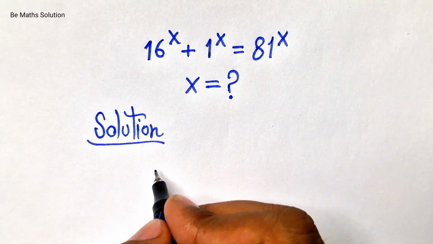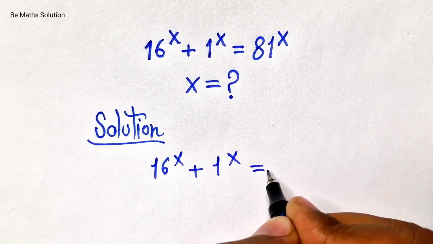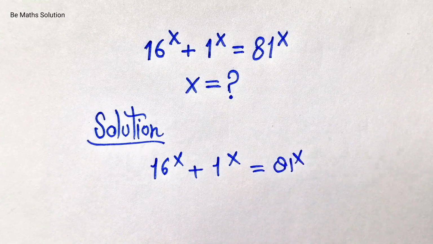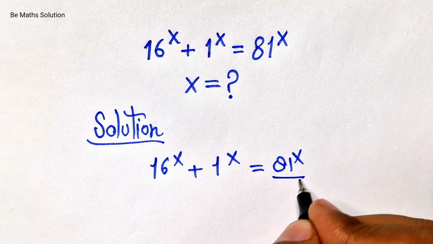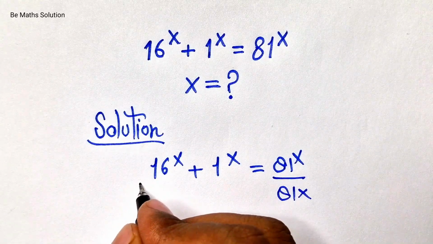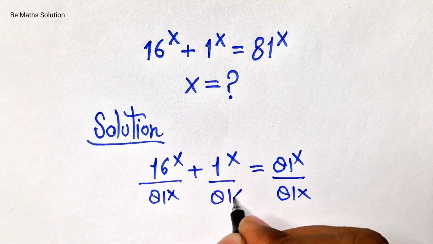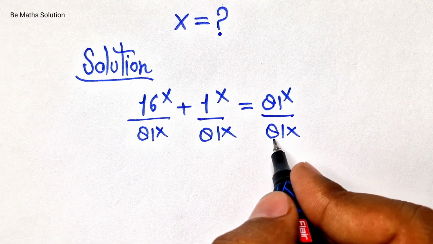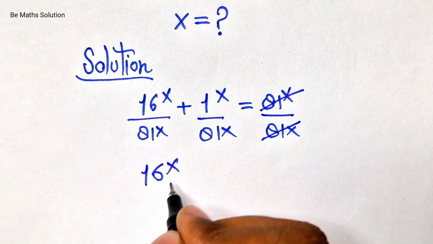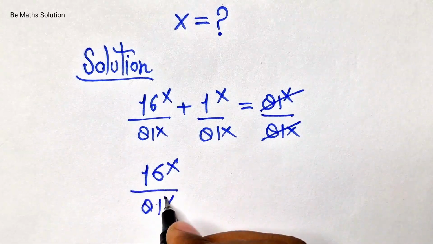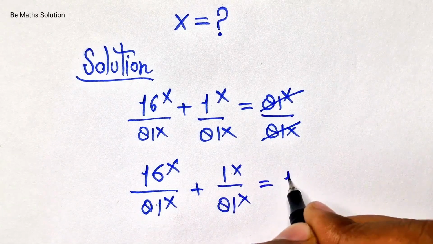This is the given equation: 16 to the power x plus 1 to the power x is equal to 81 to the power x. We divide by 81 to the power x on both sides. The 81 to the power x terms cancel, so it will be 16 to the power x over 81 to the power x plus 1 to the power x over 81 to the power x is equal to 1.